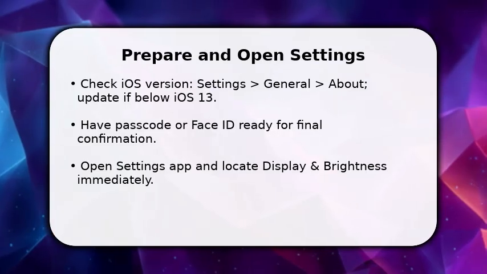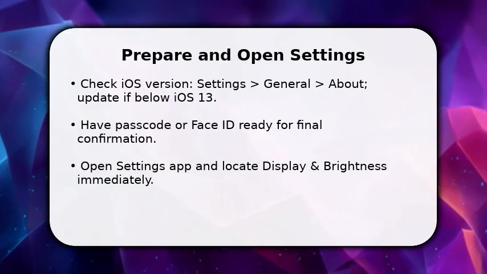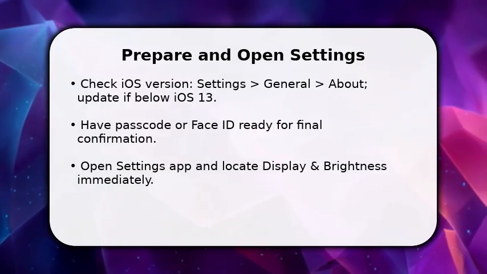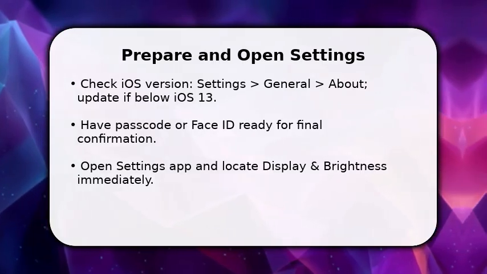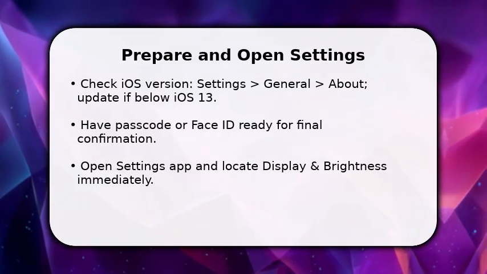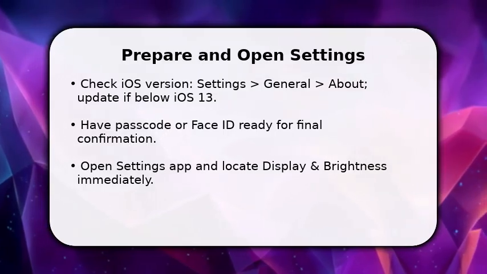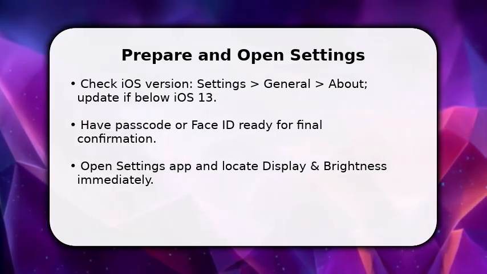You'll start by confirming your iPhone is ready. Check iOS 13 or later so dark mode is available. Once done, make sure your passcode or Face ID works. Some features require unlocking. Now open Settings and go straight to Display and Brightness.